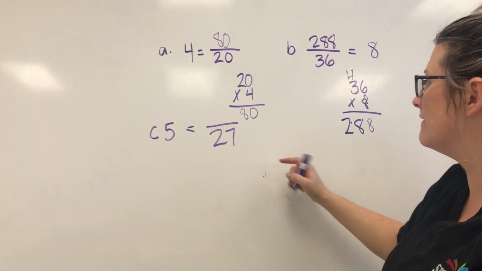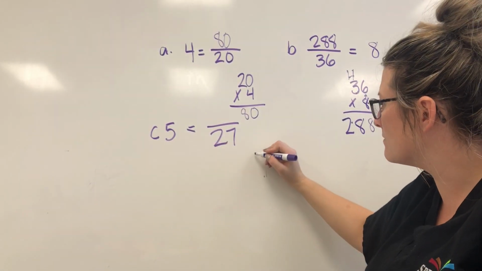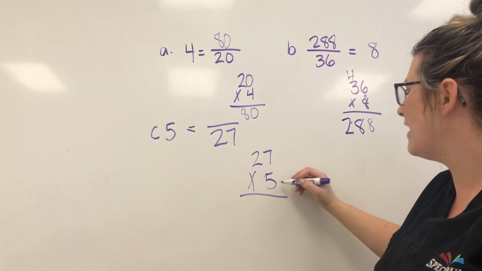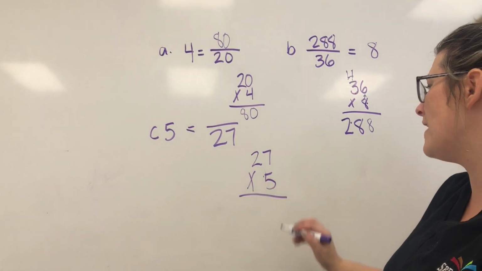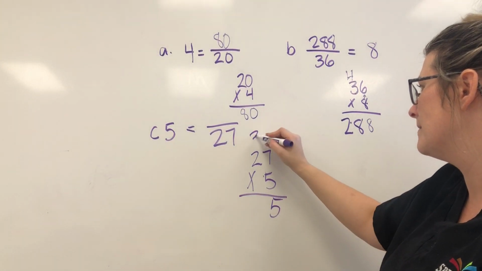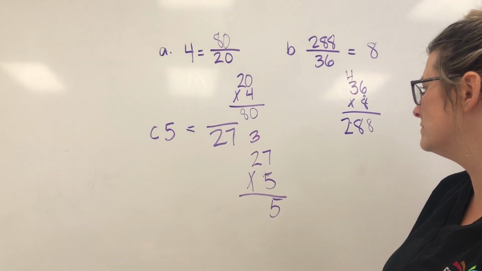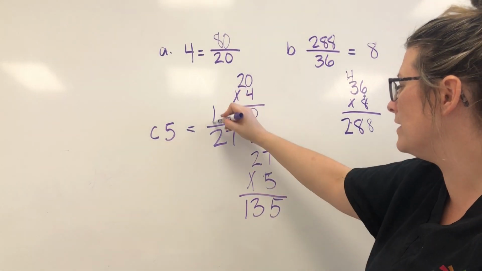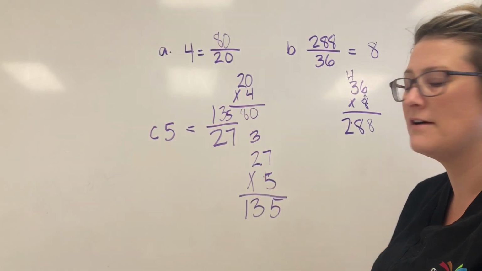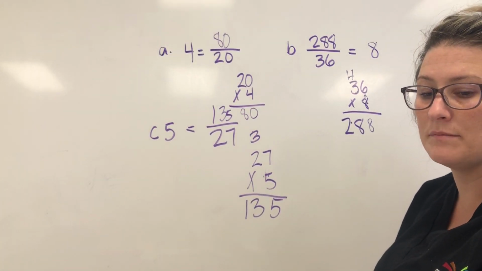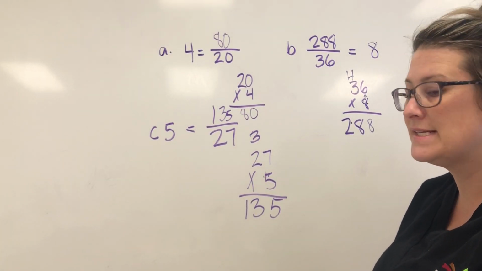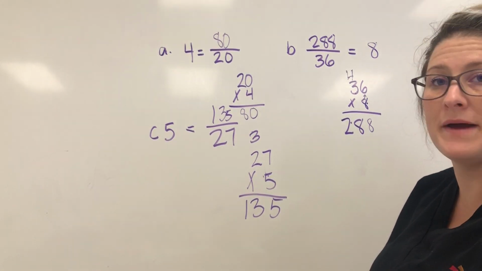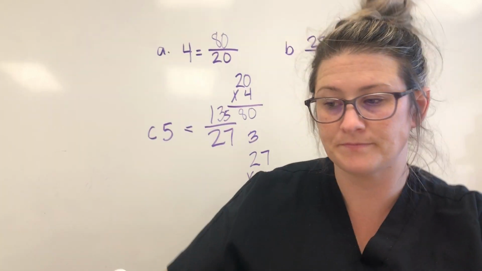And C, 27 times 5. I'm going to rewrite it. 27 times 5. 5 times 7 is 35. 5 times 2 is 10, plus 3 is 13. So my top number here is 135. I want you guys to go ahead and complete D and E on your own. Then we're going to jump back to the workbook page.